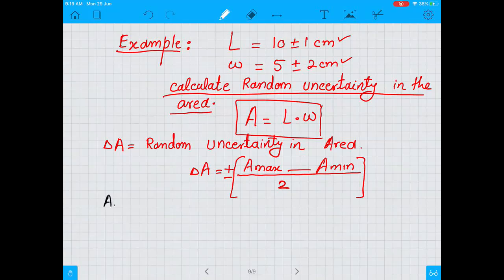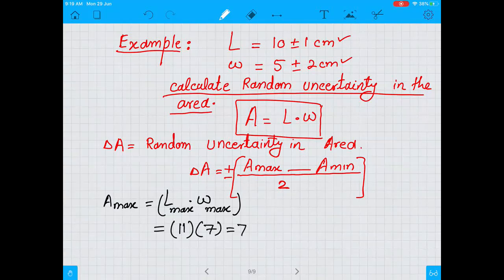First of all, you need to calculate a maximum. Area would be maximum when length is maximum and width is also maximum. So if we multiply maximum length with maximum width, it would be the maximum area. The maximum value of length is 11. The maximum value of width is 7. So the answer would be 77 centimeter square. This is the maximum value of area.